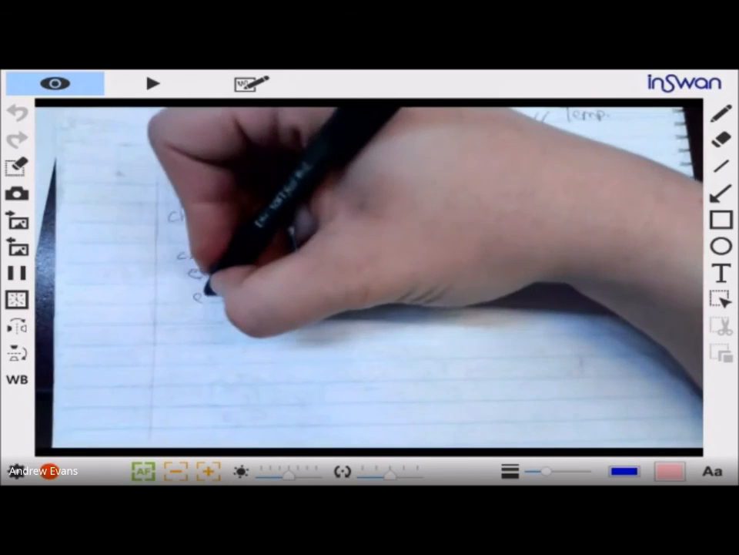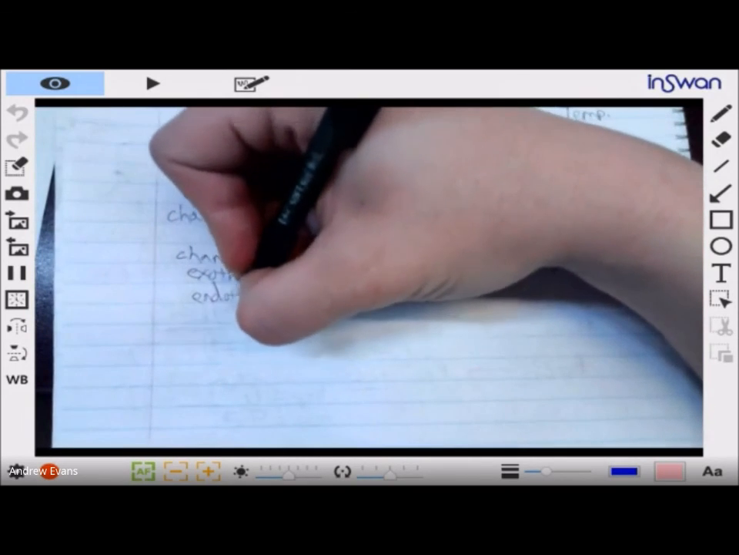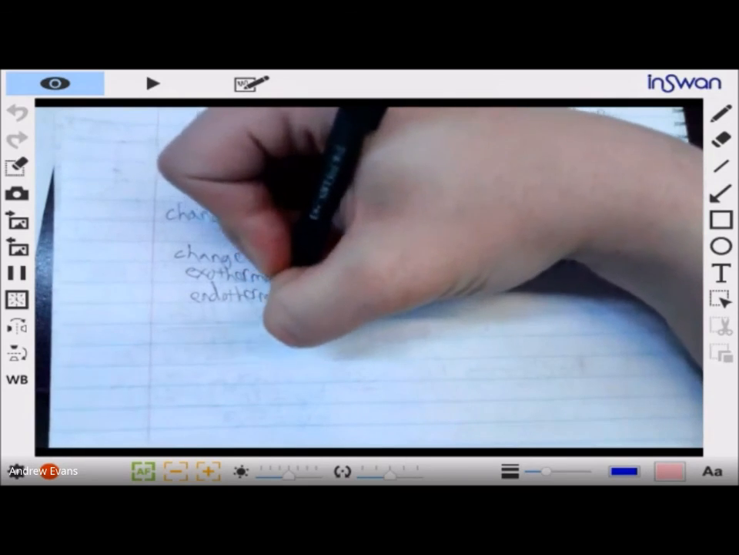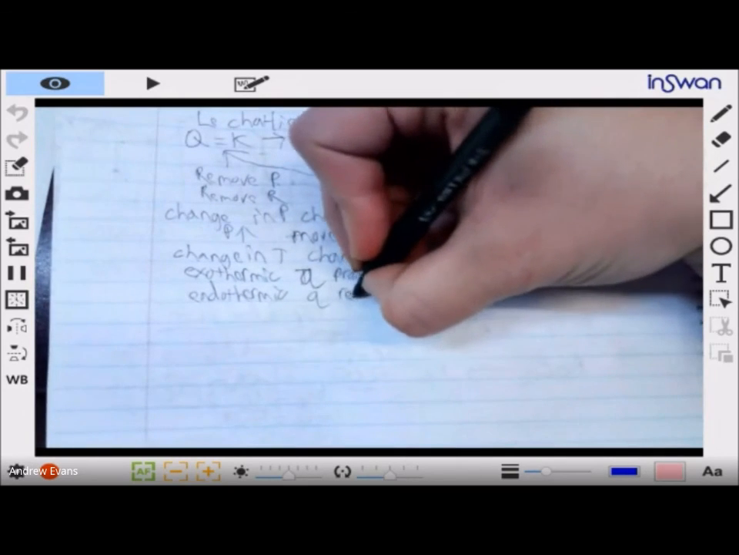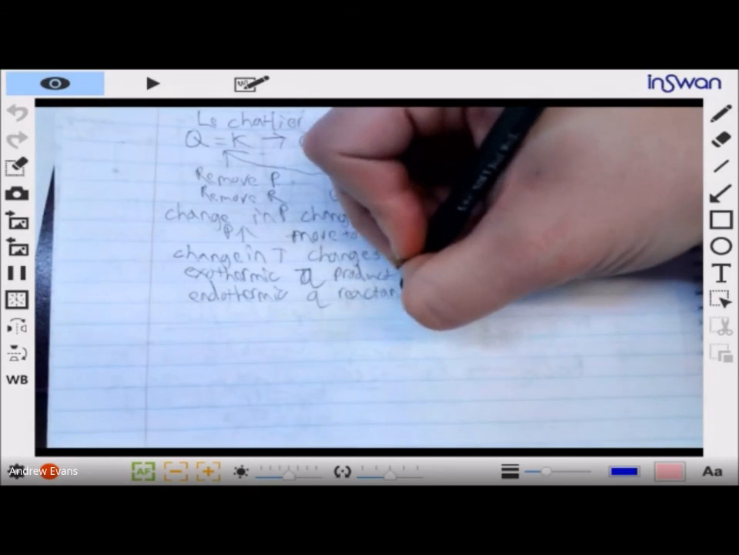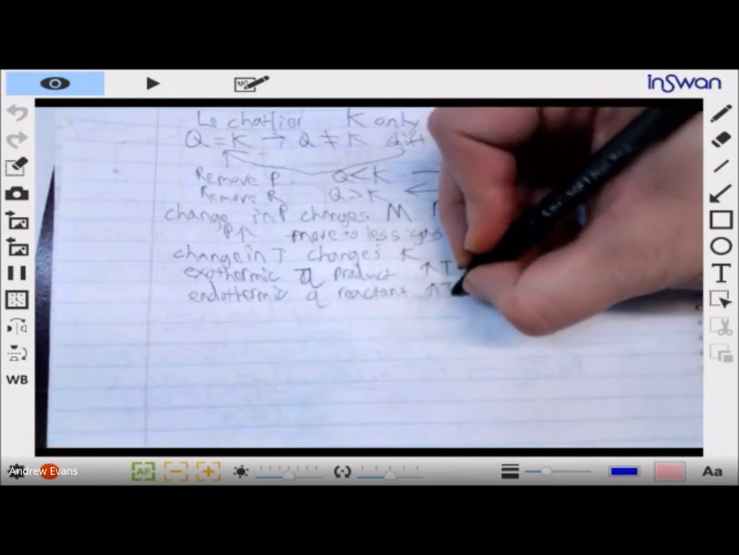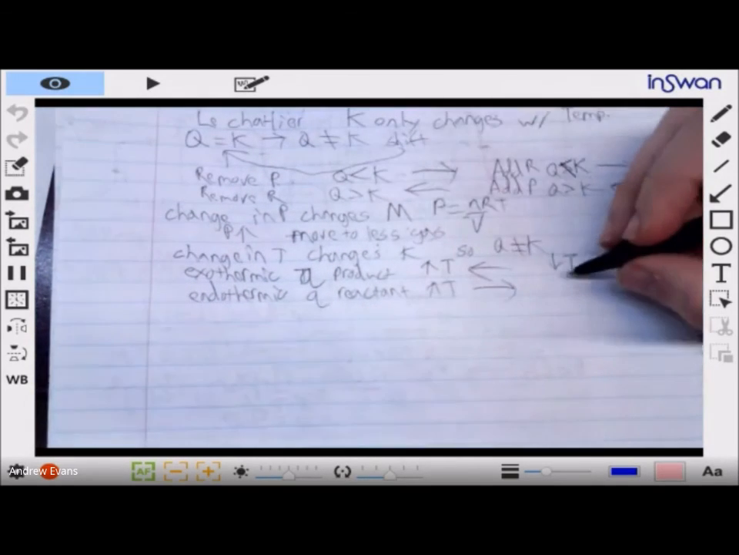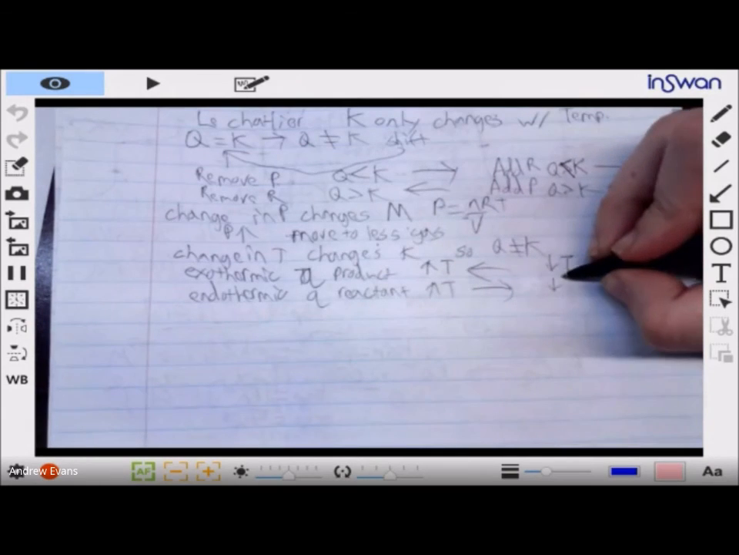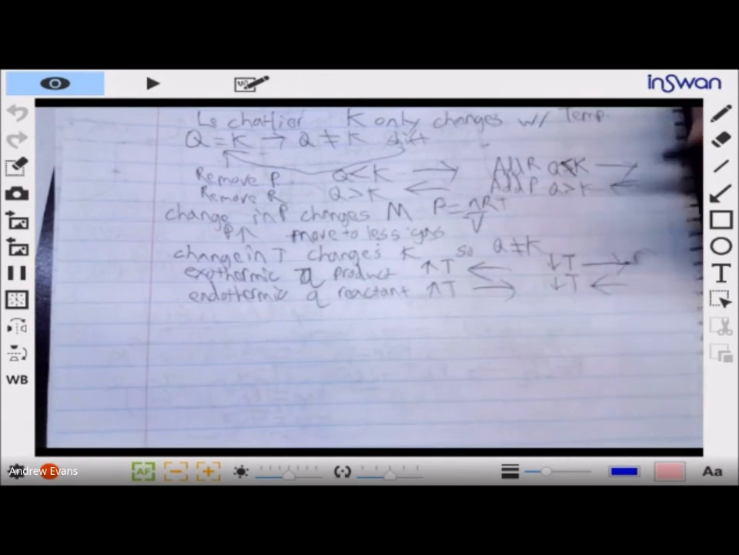If it's endothermic, heat is a reactant. Increase in T would be shifting away from the addition. Decrease in T would be shifting towards the subtraction.